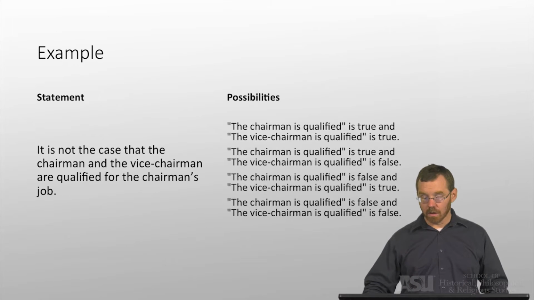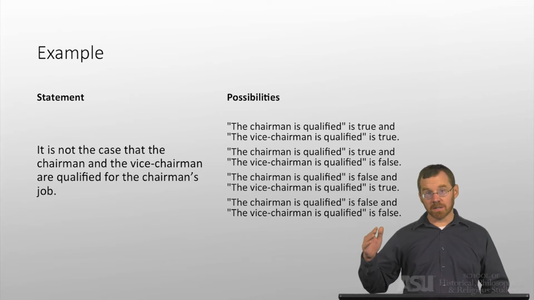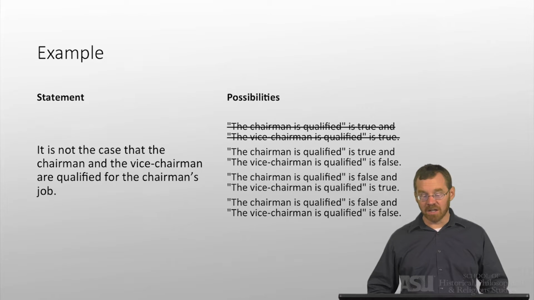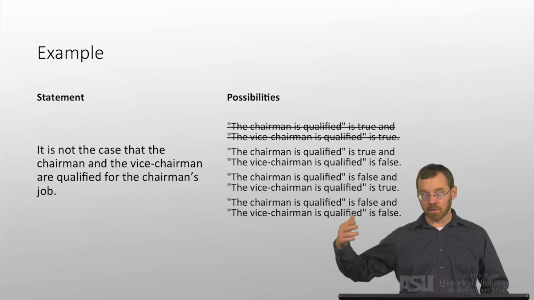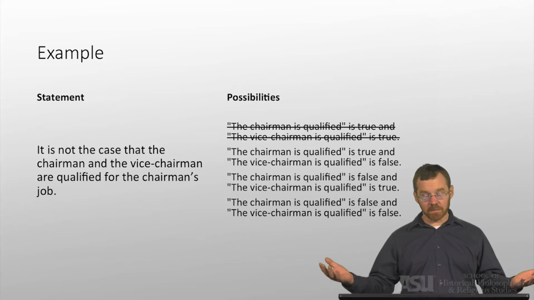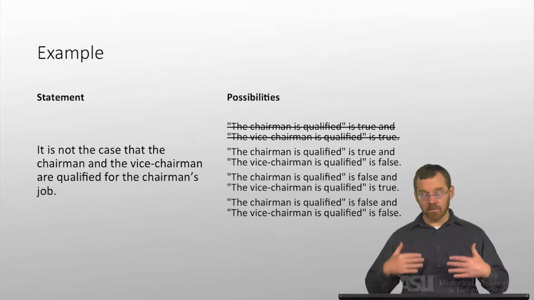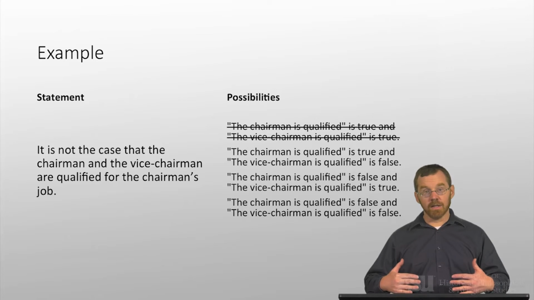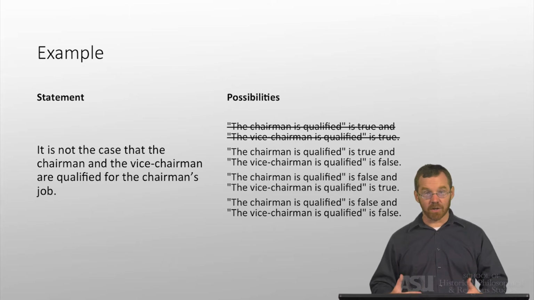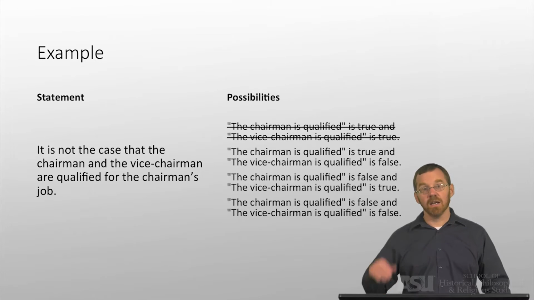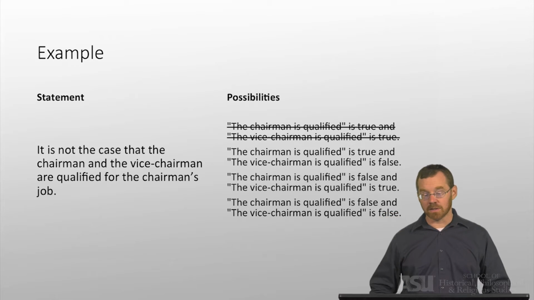So let's think of that in terms of possibilities. On the right, we have all the basic combinations. This eliminates the first one. It eliminates the possibility that the chairman is qualified as true and the vice chairman is qualified as true. It leaves open the possibility that the chairman is qualified as true and the vice chairman is qualified as false. It leaves open things being flipped around: the chairman is qualified as false and the vice chairman is qualified as true. And it leaves open the possibility that both statements are false. It doesn't tell us which one of these three possibilities is the case. It only eliminates the possibility that both sentences are true.